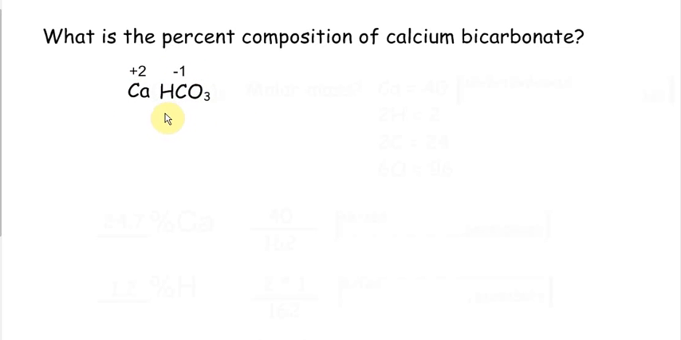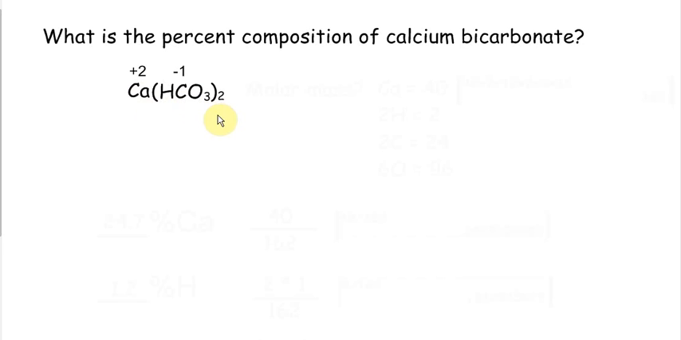So we do our crisscrossing, and when we crisscross, remember you ignore the sign, so the calcium gets a 1. The bicarbonate's going to need a 2. I need 2 bicarbonates to balance that off, so we set up a set of parentheses and put the 2 on the outside. So our formula for calcium bicarbonate is Ca(HCO3)2.